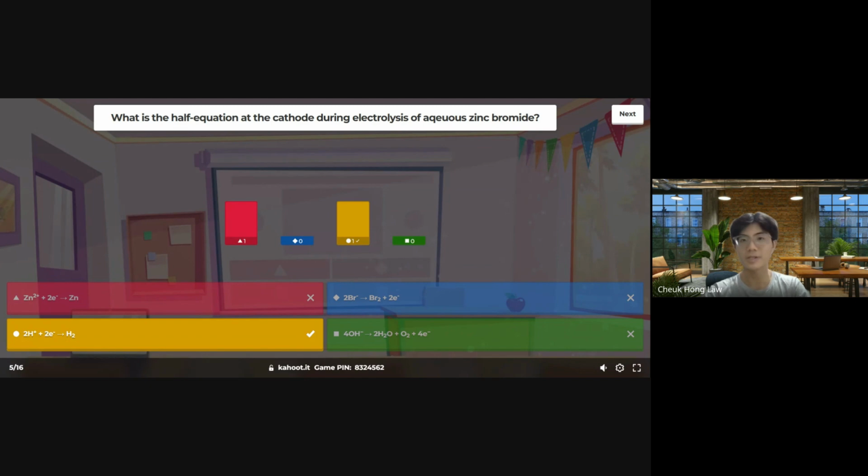What is the half equation at the cathode during electrolysis of zinc bromide? Immediately when I say cathode, you have to think cathode is cations. So what are the cations in zinc bromide? Zinc ions and hydrogen ions. Hydrogen is less reactive than zinc, so hydrogen ions are the ones that are discharged. So the half equation will involve hydrogen ions.